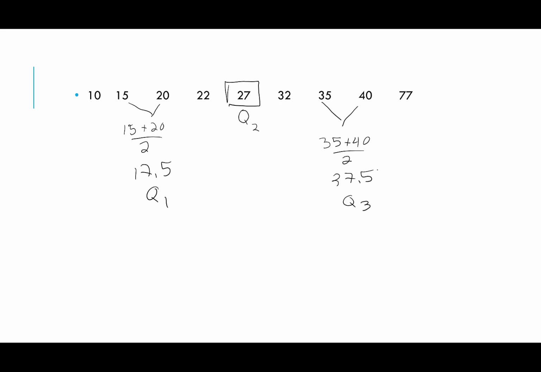So let's go back to an example we had earlier. We found Q1 is 17.5 and we found Q3 is 37.5. So our IQR, our interquartile range, is 37.5 minus 17.5, which is 20. So there's this value, 20, that shows me the difference between Q1 and Q3.